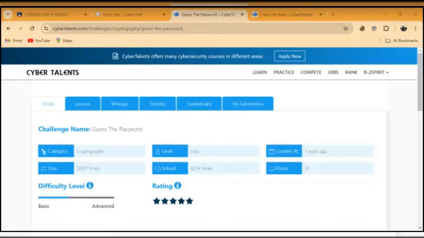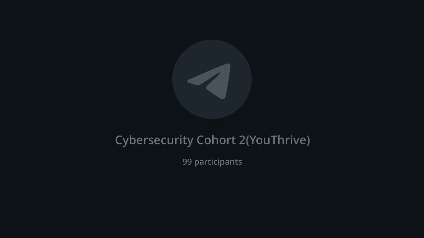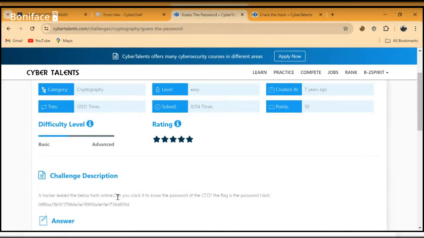All right. So it says a hacker leaked the below hash online. Can you crack it to know the password of the CEO? The flag is the password hash. So we're provided with this.